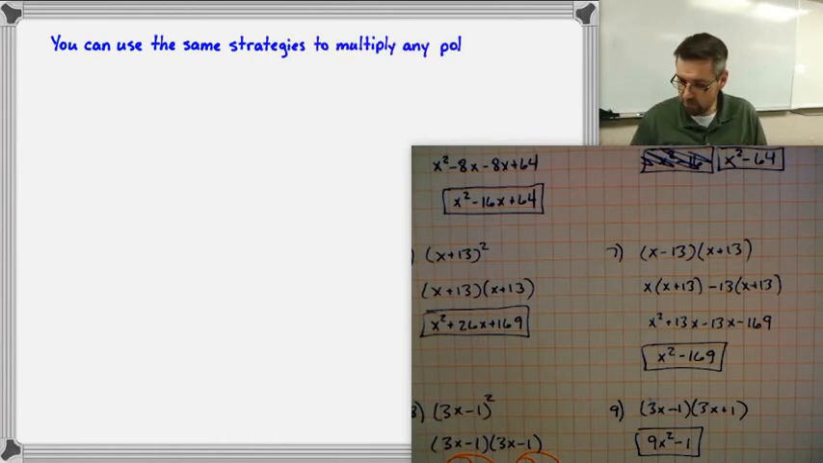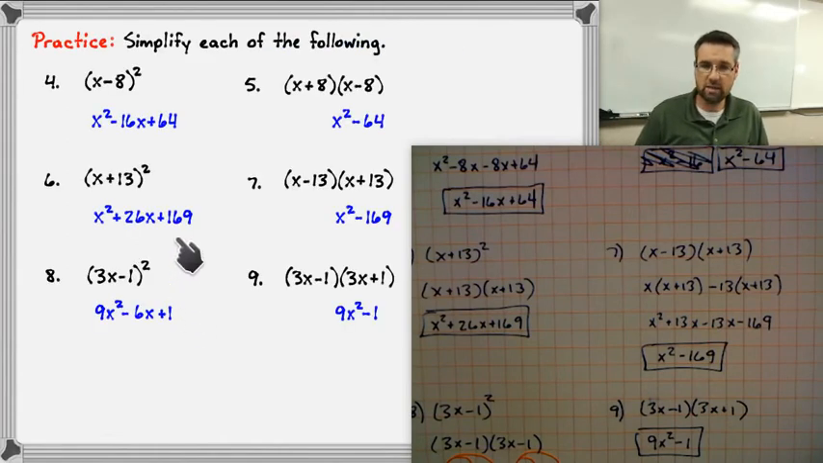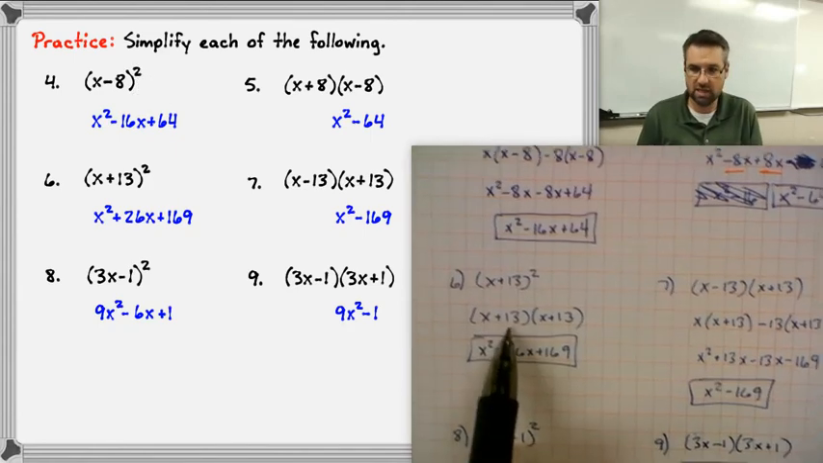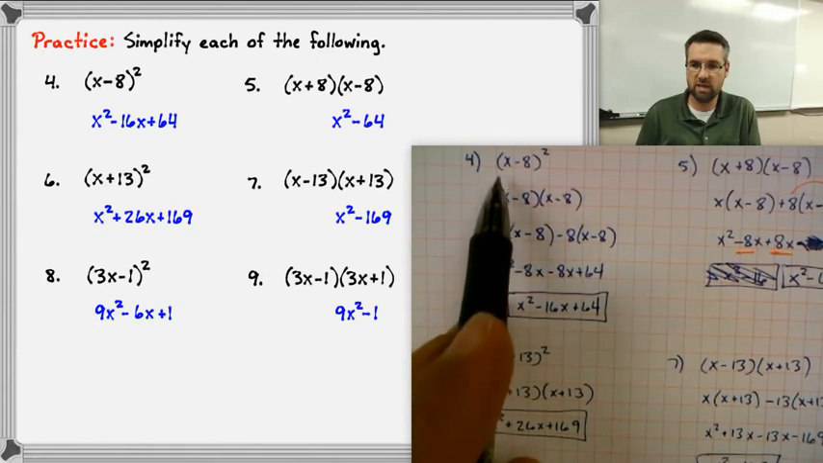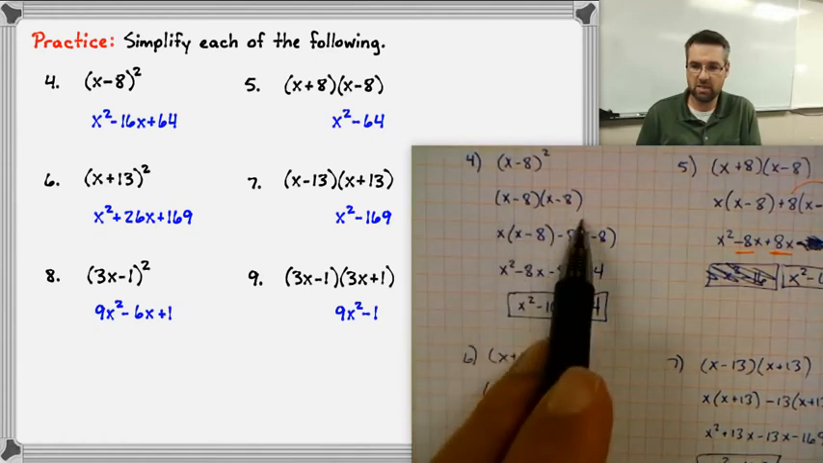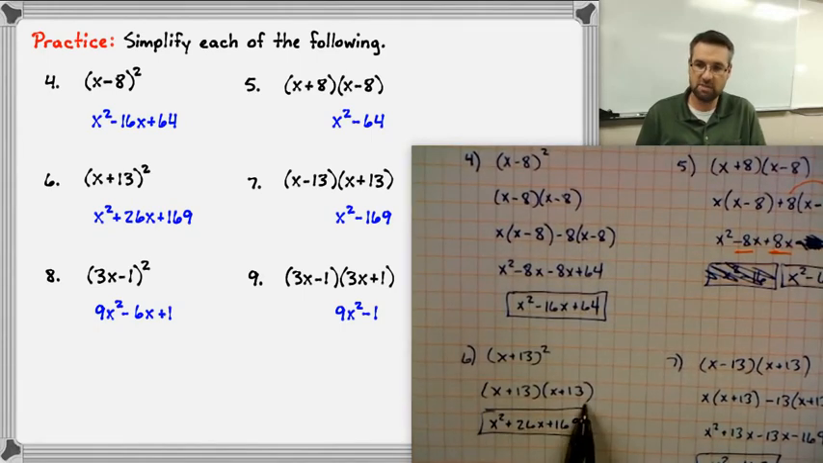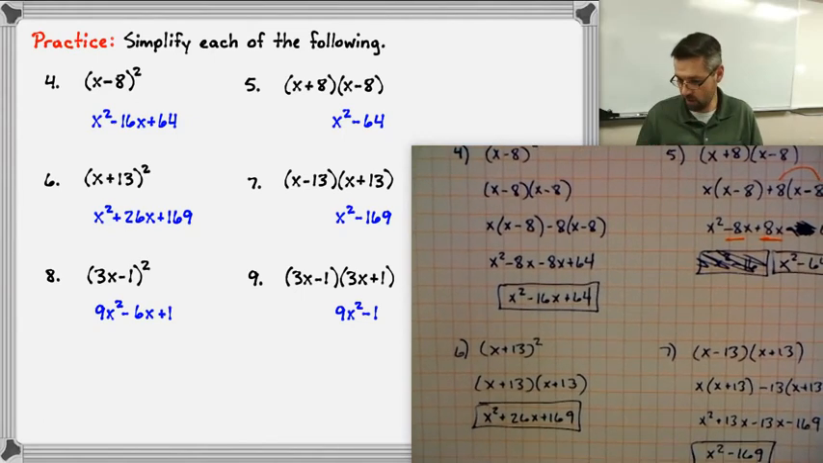Let me go back just for a second. I want you to recognize that there are some patterns that we can observe here. I'm not really concerned about you knowing those patterns yet. What I really want you to pay attention to is that when you are squaring a binomial, you have to expand it first, just like I did here. We have to rewrite this as x minus 8 times x minus 8, x plus 13 times x plus 13, and so on, okay?